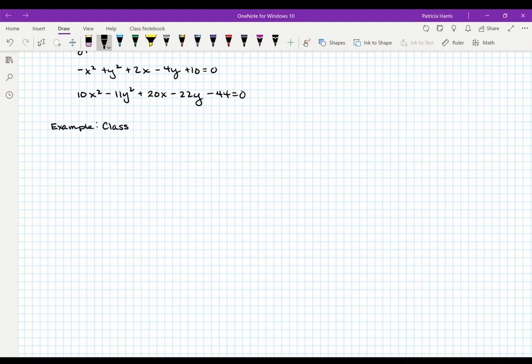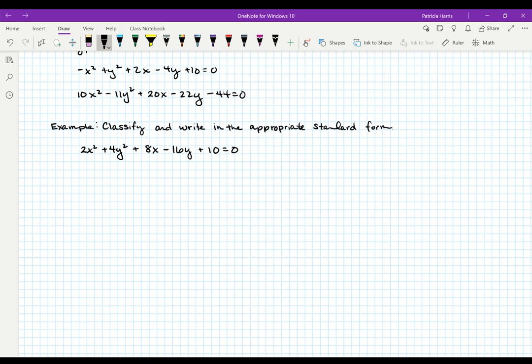So first we're going to classify and write in the appropriate standard form. Okay, here we go. Okay.